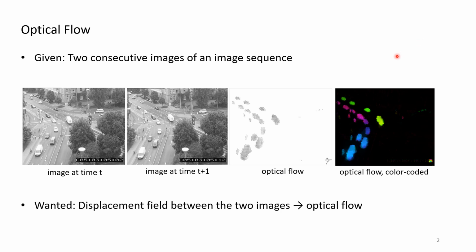What is optical flow? Given two consecutive images from an image sequence, we want a displacement field between the two images. For example, how the pixels from this image moved in the other image. You can see the optical flow here that is shown with small arrows, and here you can see a color coding.